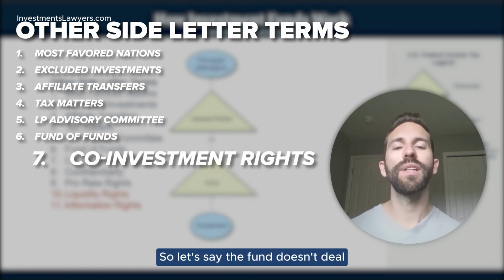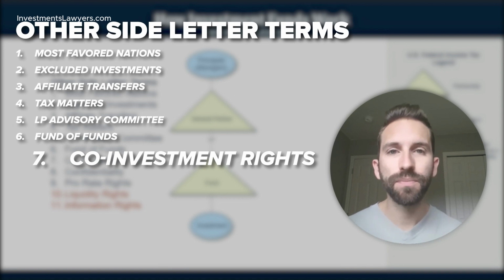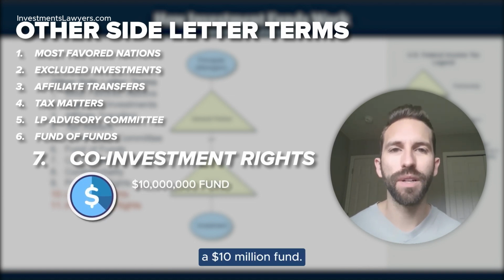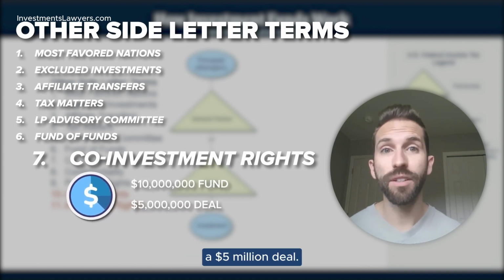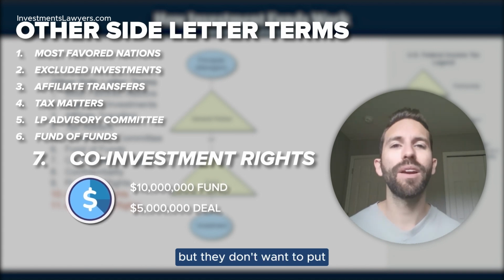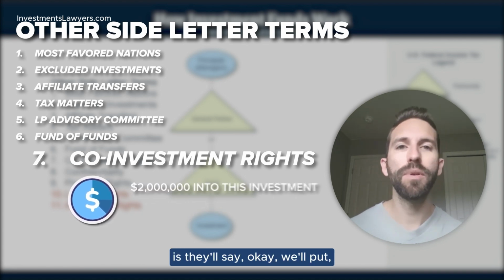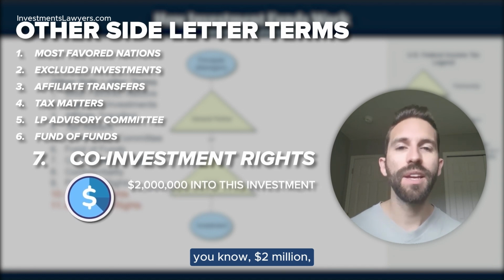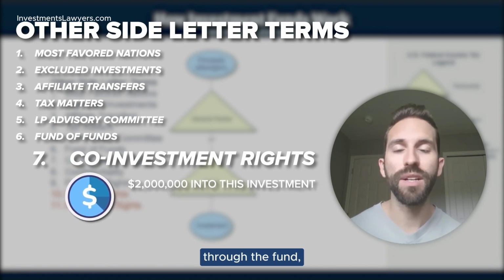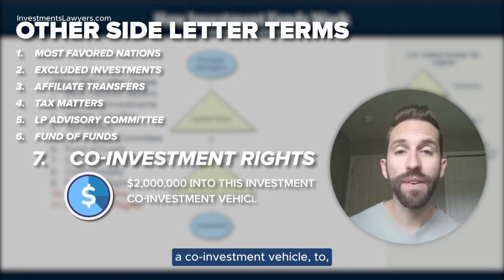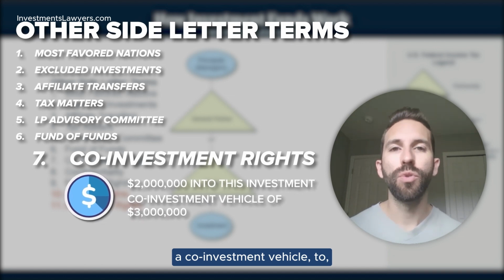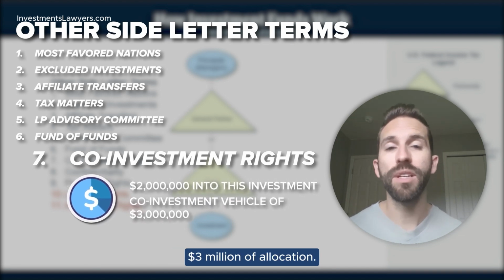Co-investment rights. So let's say the fund does a deal, and let's say it's a $10 million fund, and they come across a $5 million deal. It's a really good deal, but they don't want to put half the fund in one deal. So what they might do is they'll say, okay, we'll put $2 million into this investment through the fund, and then we'll spin up a co-investment vehicle to fill the remaining $3 million of allocation.